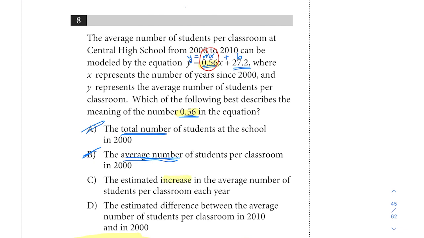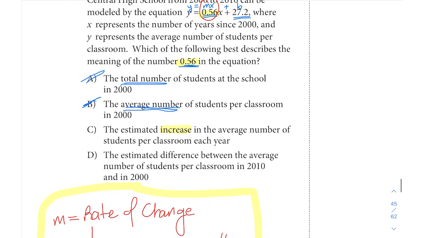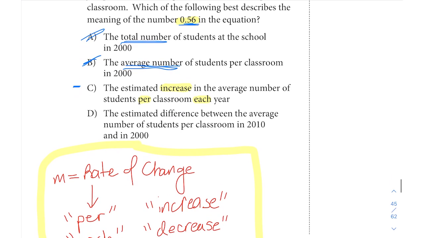Let's see answer choice C. It says the estimated increase. Okay, so this is one of our keywords, identifying slope. An increase in the average number of students per classroom each year. So there's a lot of good language in here. Let's say we'll keep that one on the table for now.